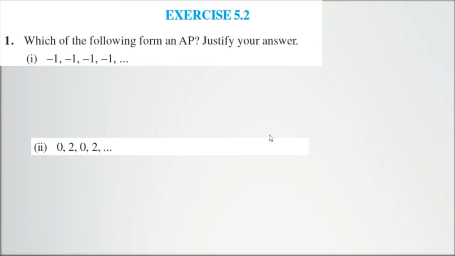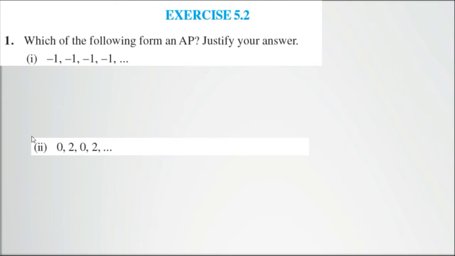We shall start with exercise 5.2. First question is, which of the following form an arithmetic progression? Justify your answer. To do that, we need to find the common difference. If there exists a common difference, then we can say that the given sequence is an arithmetic progression.